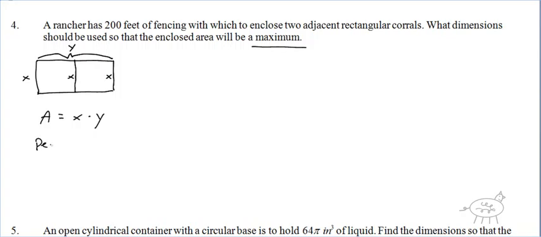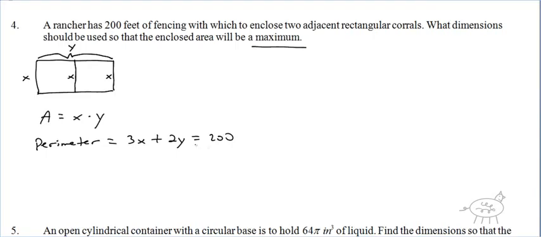So my perimeter is equal to 3x, right? Because it's 3 of the x's and 2 y's. And that, of course, equals 200. So now I have two equations. I'm trying to maximize the area, so of course I'm going to solve for one of the variables so I can plug it back into the area equation. And I'm going to solve for y.